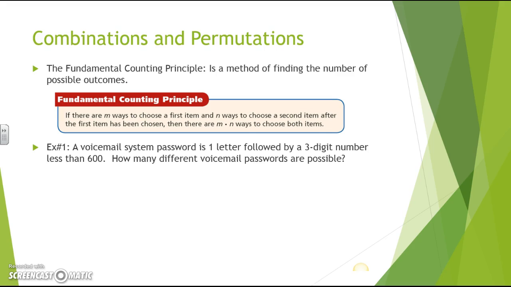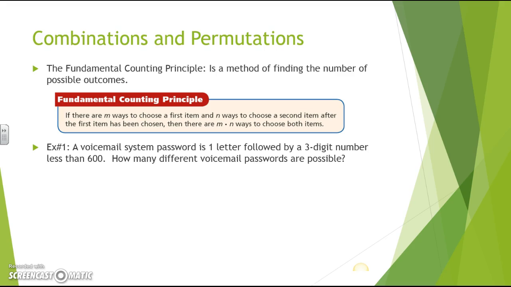So, for example, if you had apples and bananas, maybe your first item you choose is an apple, and after that, the other item you're going to choose is bananas. So you would take your m apples times your bananas. That's how many items you have to choose from between the two.